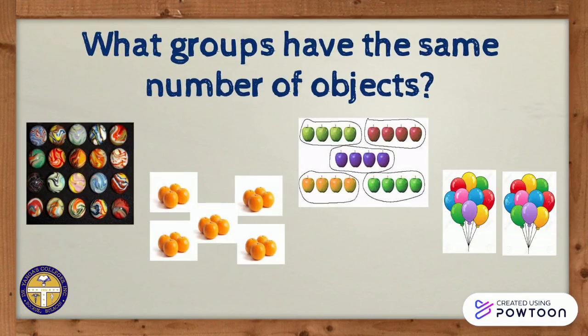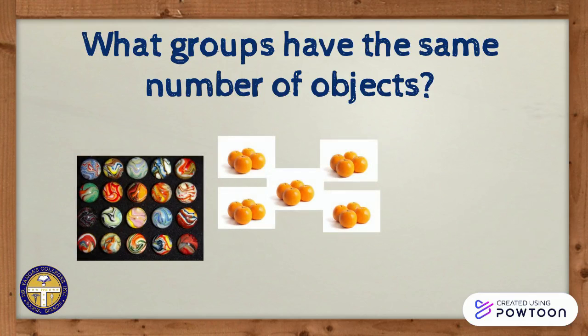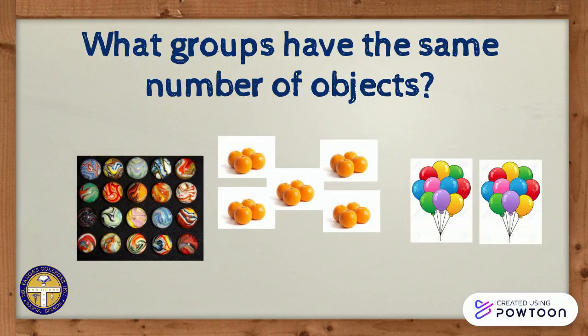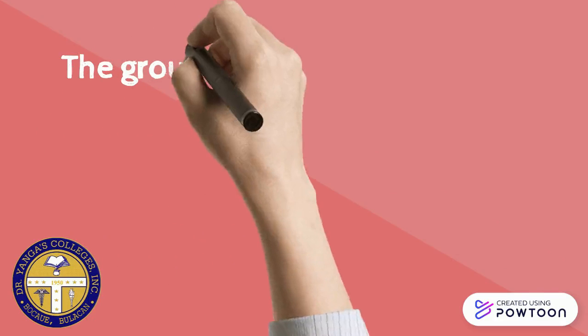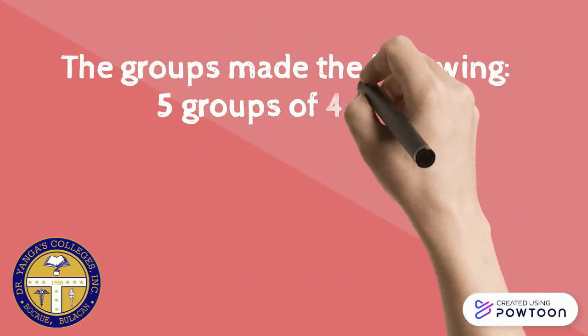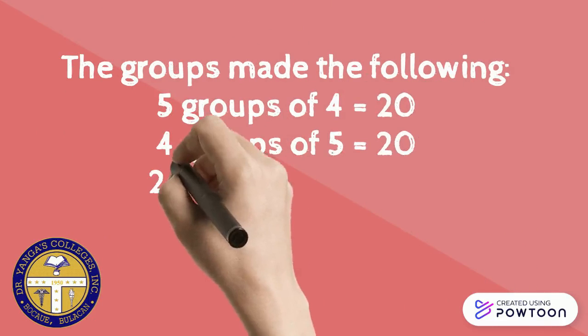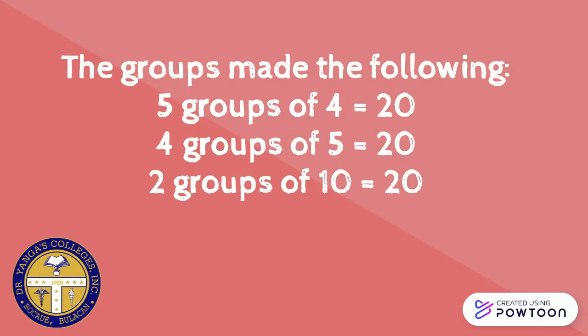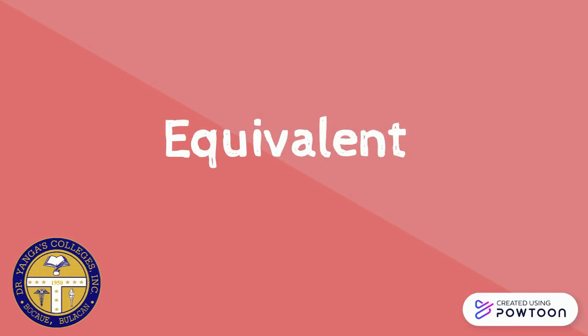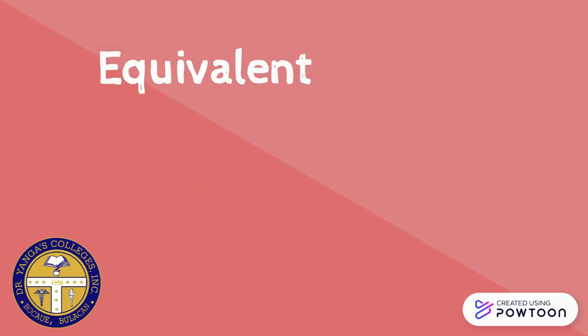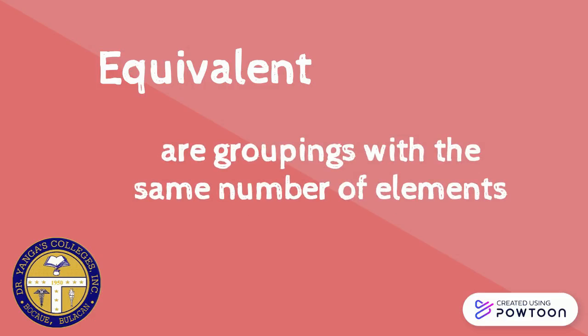What groups have the same number of objects? We have marbles, oranges, and balloons. The groups made the following: 5 groups of 4, 4 groups of 5, and 2 groups of 10, which is equal to 20. They are equal or equivalent. When we say equivalent, these are groups with the same number of elements, or they are equal in number.